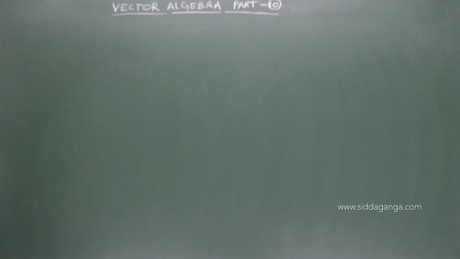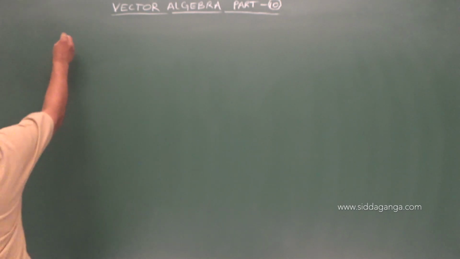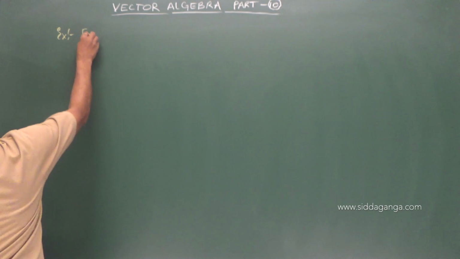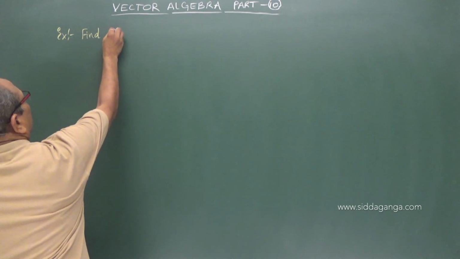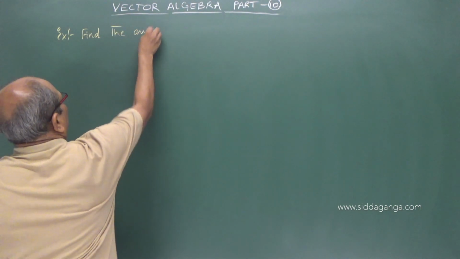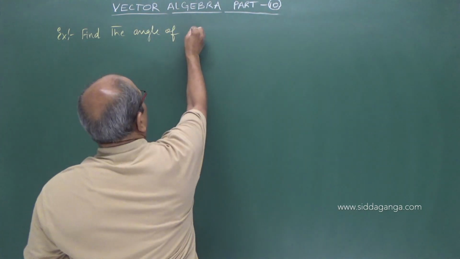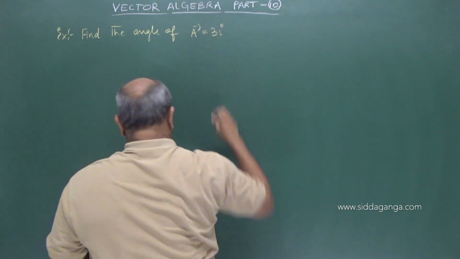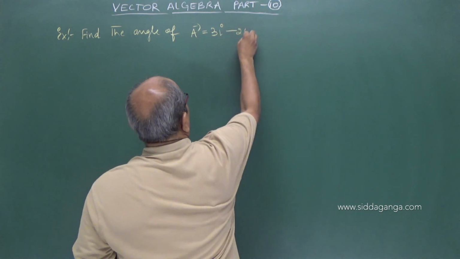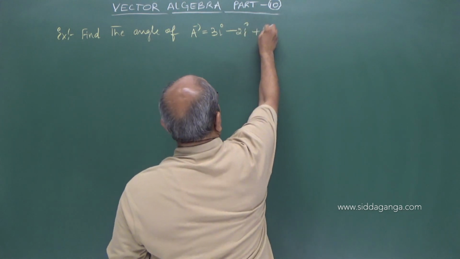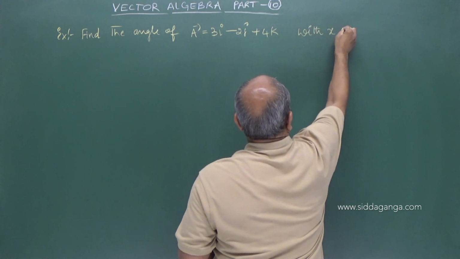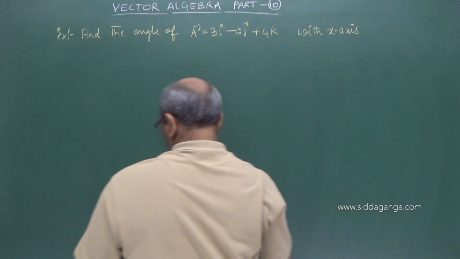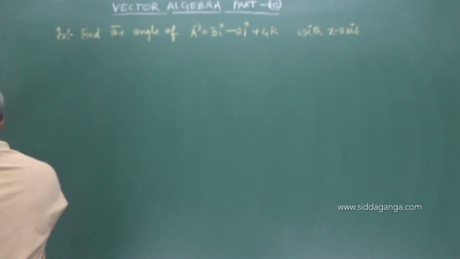So let us go to the next problem. Find the angle of A, 3i minus 2j plus 4k, with the x-axis. With the x-axis, you have to find the angle A.